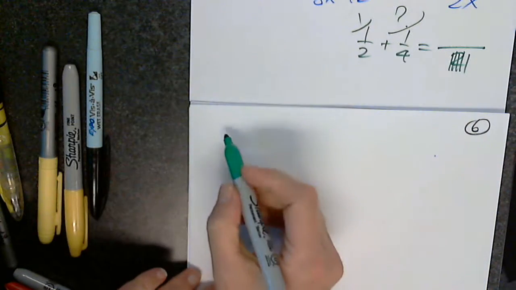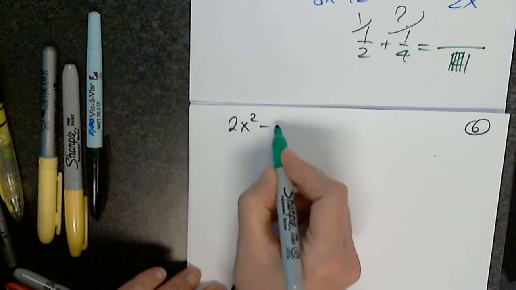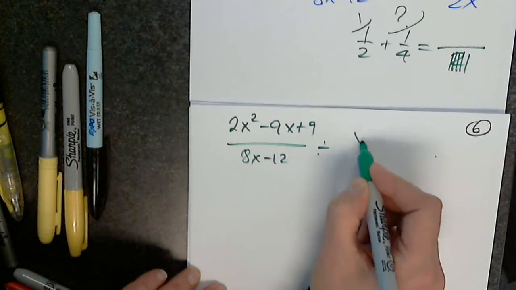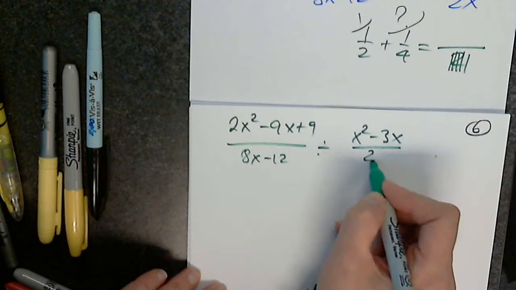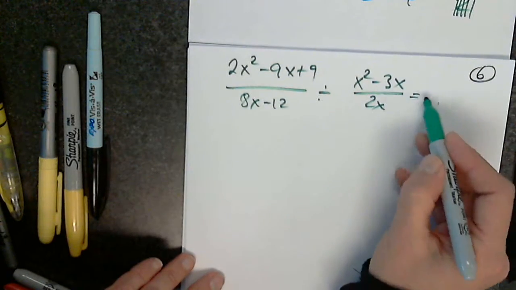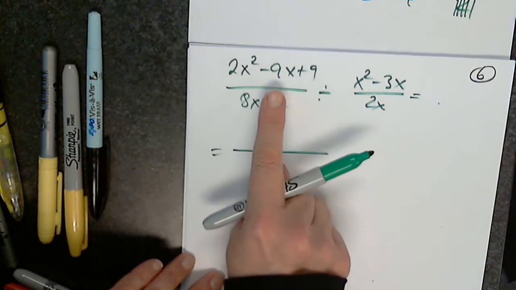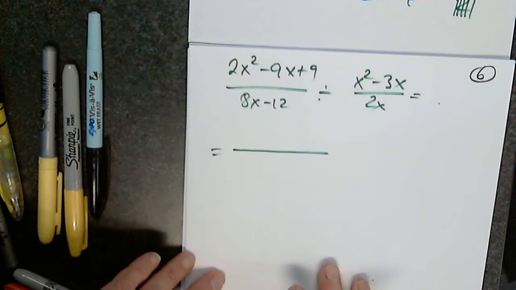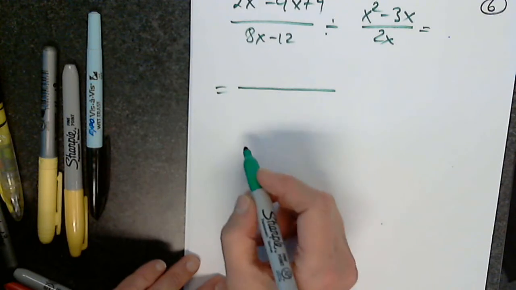Okay, do we have a factored form? Let me copy it one more time here. Okay, do we have a factored form for the top? Okay, I only heard one yes, so let's do it together.